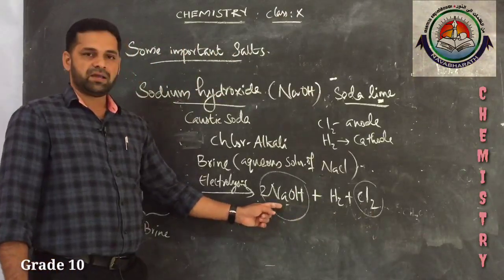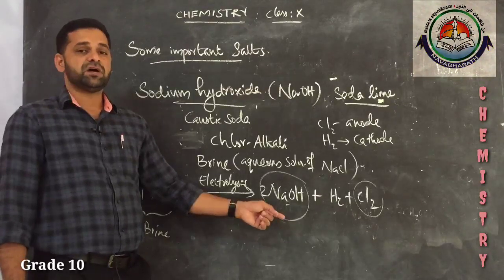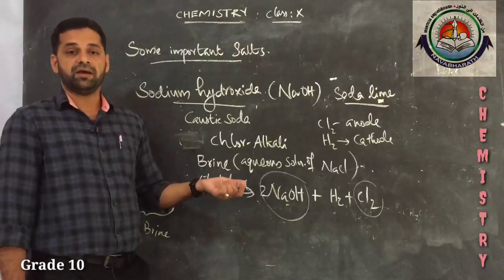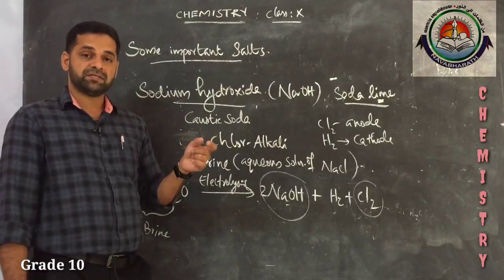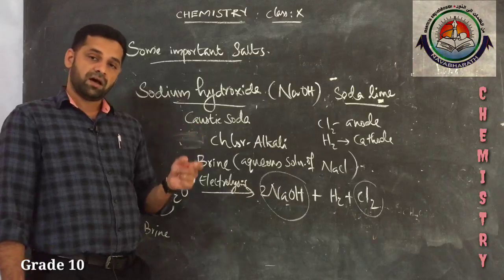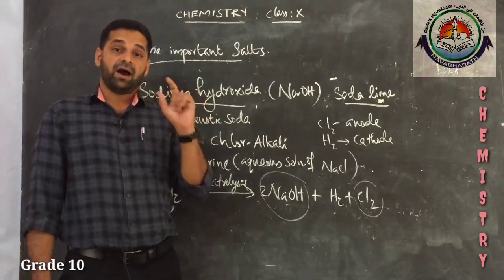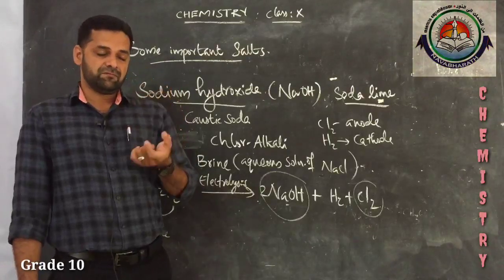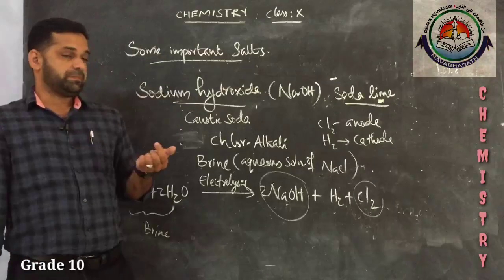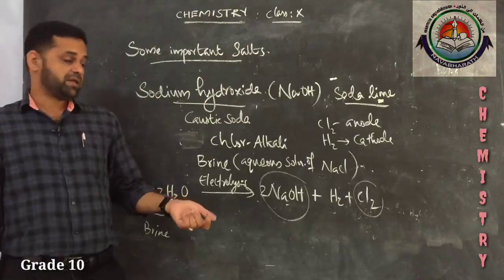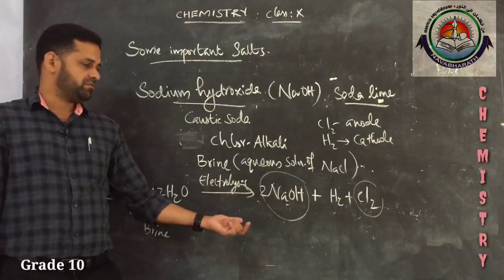I told you that there are certain bases. The bases which are soluble in water are called alkali. All bases are not alkalis, but all alkalis are bases. Alkali means they are soluble in water. This sodium hydroxide is also an alkali because it is highly soluble in water.